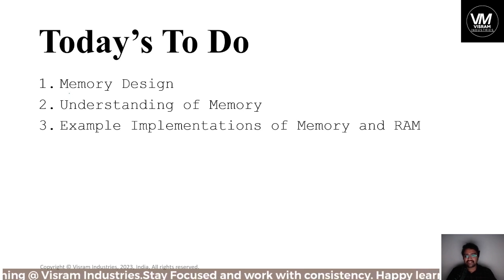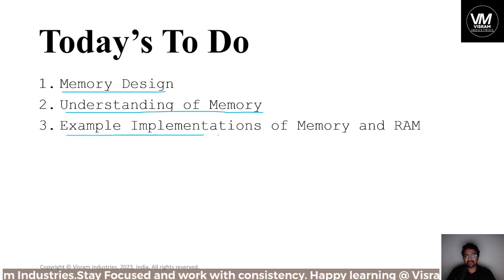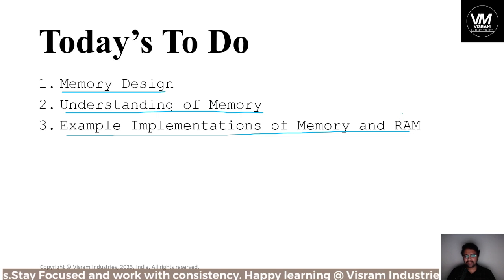So today's agenda is memory design, understanding of the memory, and example implementations of the memory and RAM. RAM, SRAM, or we can call it basic random access memory, is where we want to read and write the data. That is the major application of RAM. RAM is used for any operations, but ROM, read-only memory, is used for storing the data of our projects, of our design modules.